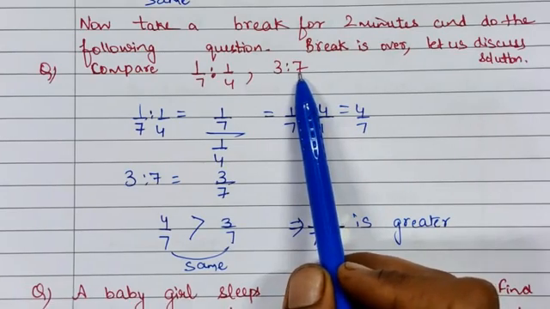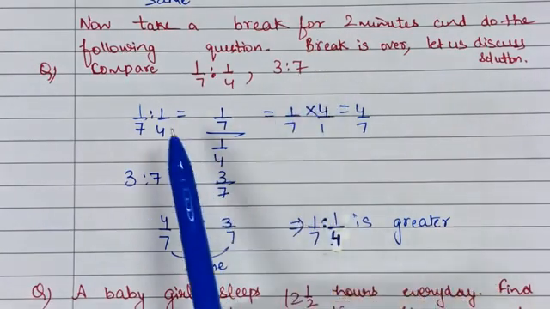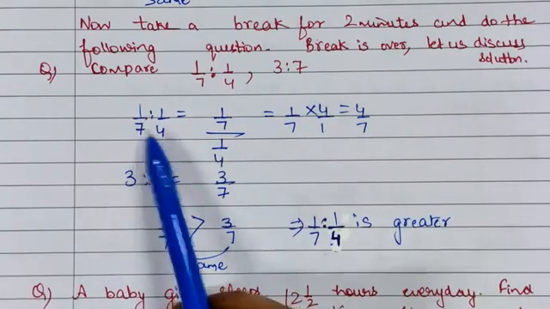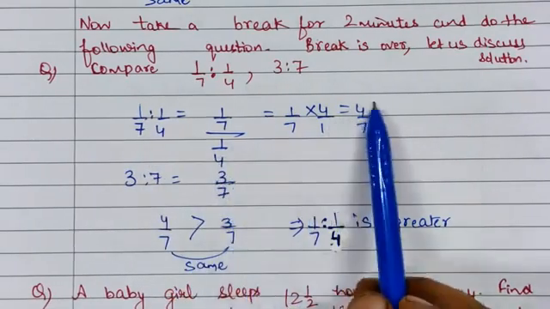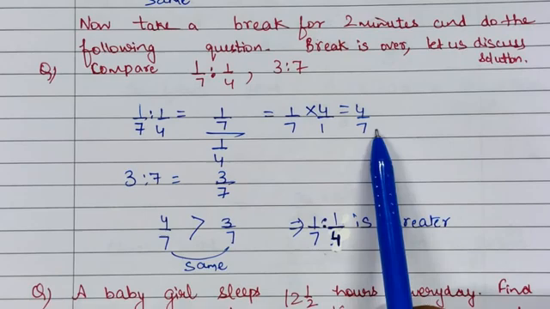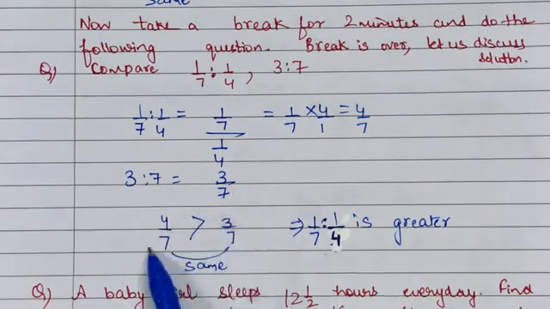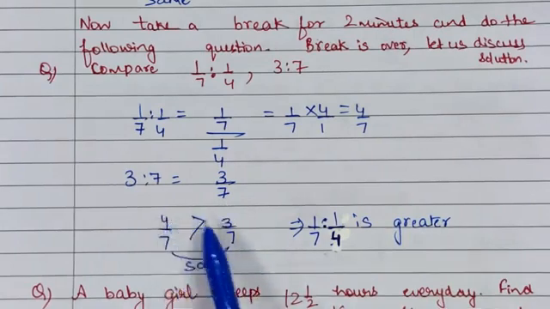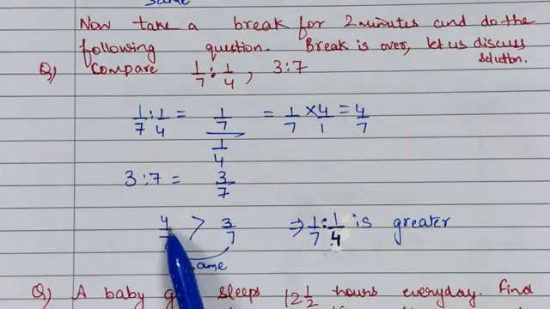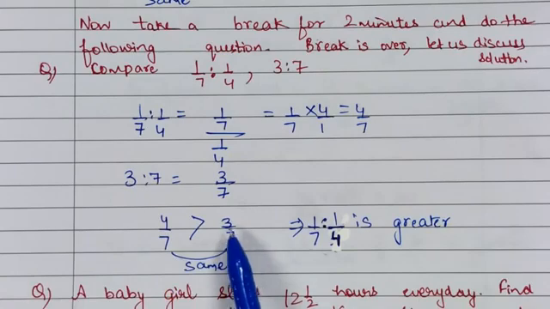Break is over. Now let us discuss its solution. 1 upon 7 upon 1 upon 4 will form 4 upon 7. Now 3 ratio 7 is 3 upon 7. It is very clear that 4 is greater than 3. So 4 upon 7 will be greater than 3 upon 7. Clear, children?